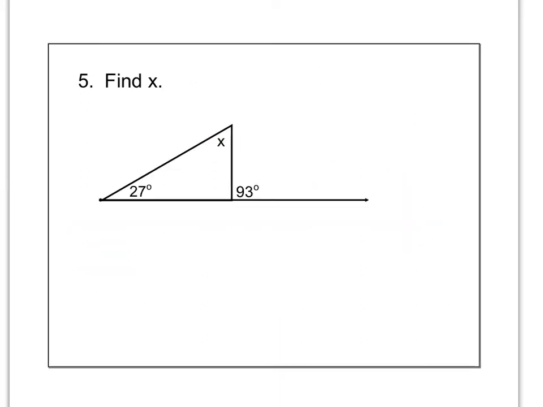Please pause the video, try number 5. So there is a rule that says the two remote interior angles add up to the exterior angle. So the 27 and the x are the two remote interior angles. They're the two angles inside the triangle that don't touch the 93. So if I add them together, it should equal the exterior angle, which is 93. Subtract 27, x is 66 degrees.